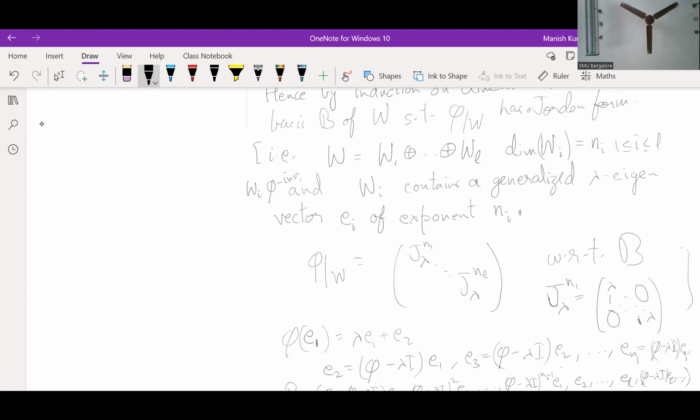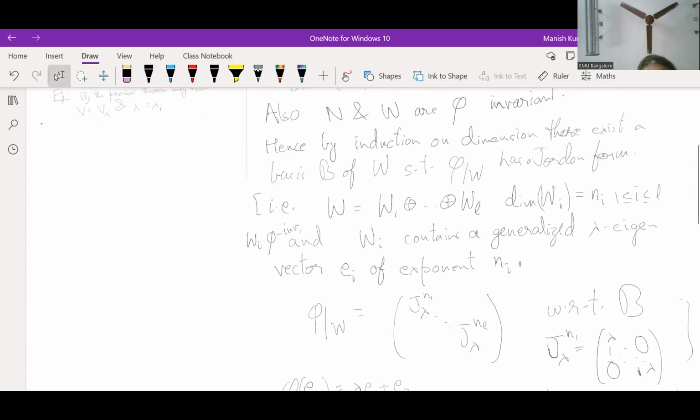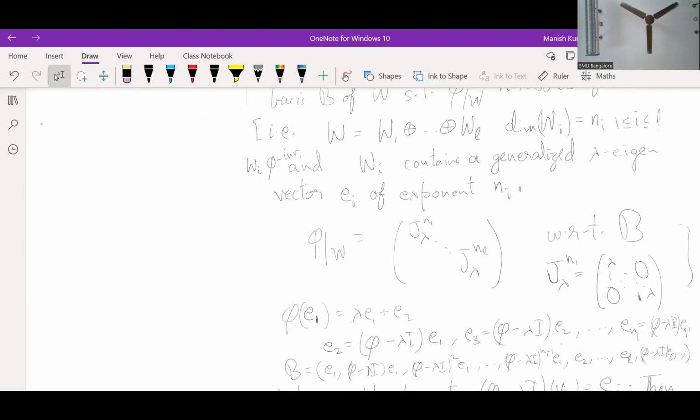Okay. So we got this decomposition of W, and we were using induction on the dimension of W. So this has a Jordan form, so we got this decomposition. Once we have this decomposition, now what do we do? This is not enough. We'll have to get a decomposition of V.